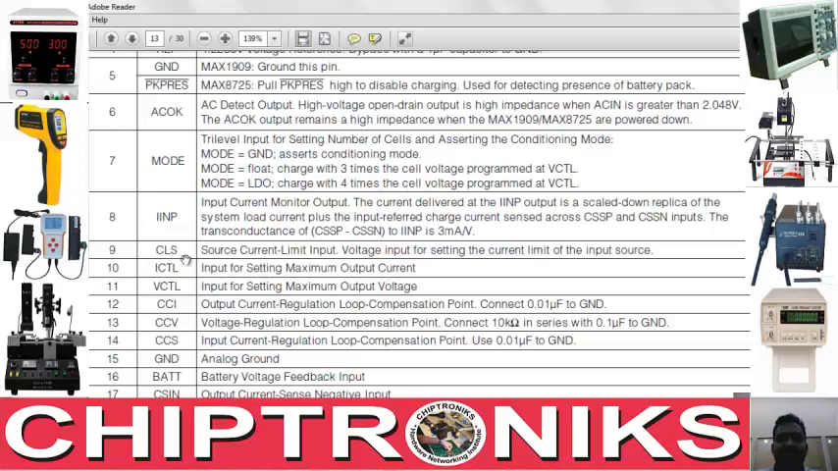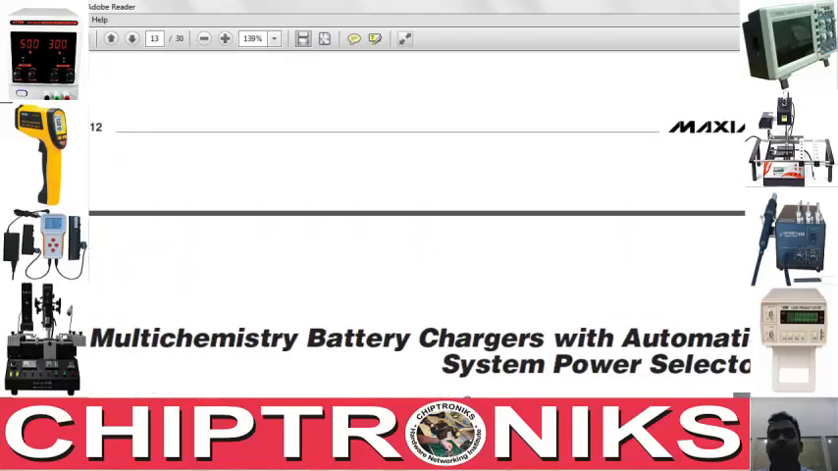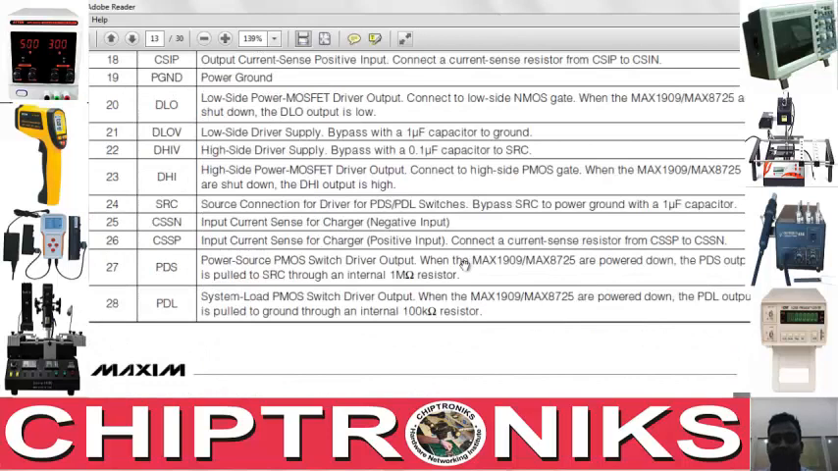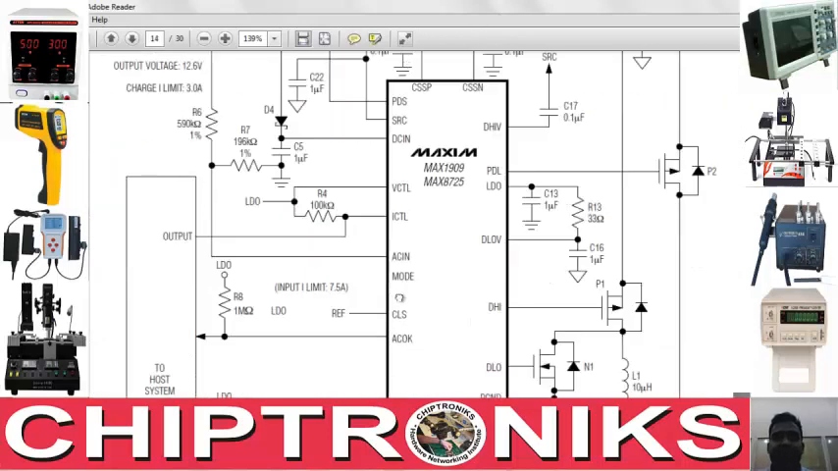ICTL and VCTL, I'm just discussing the important pins. We do not have to be concerned with all the pins. So we have to be clear about ICTL and VCTL. ICTL is the input for setting the maximum output current, and VCTL is the input for setting the maximum output voltage. We'll go by here, ICTL and VCTL.